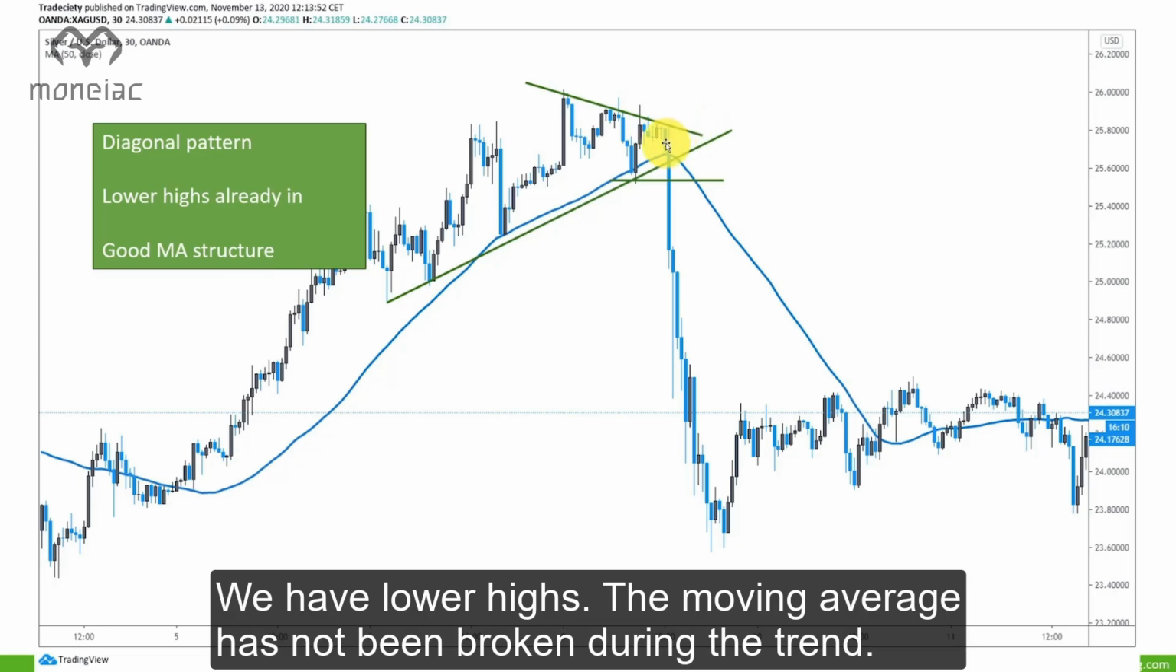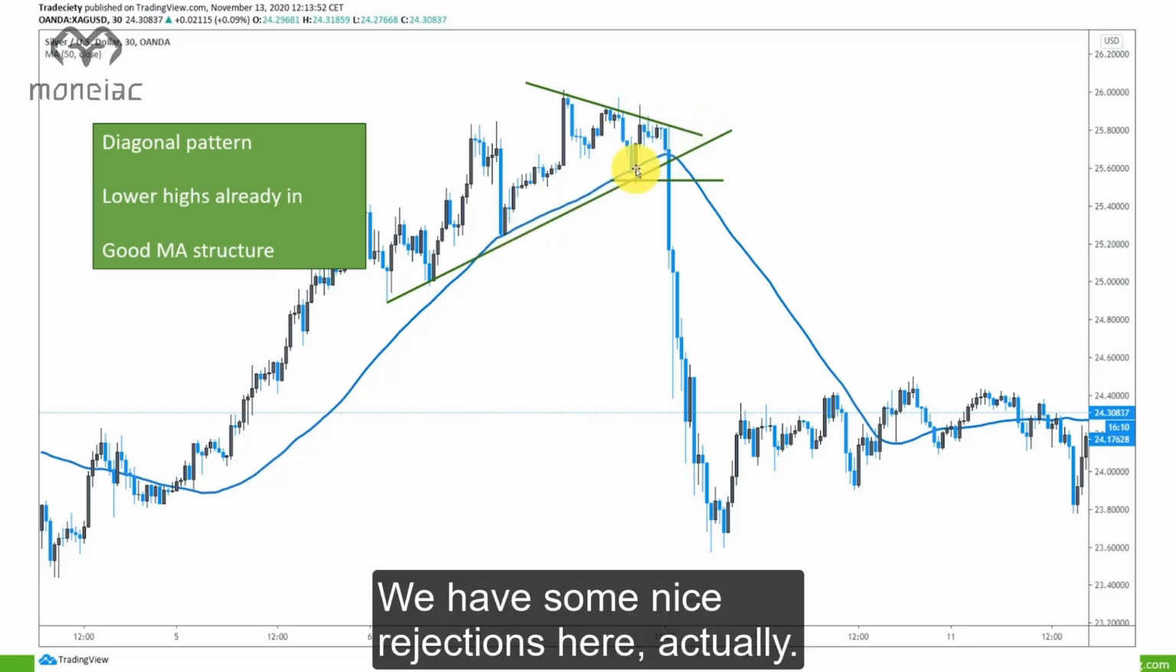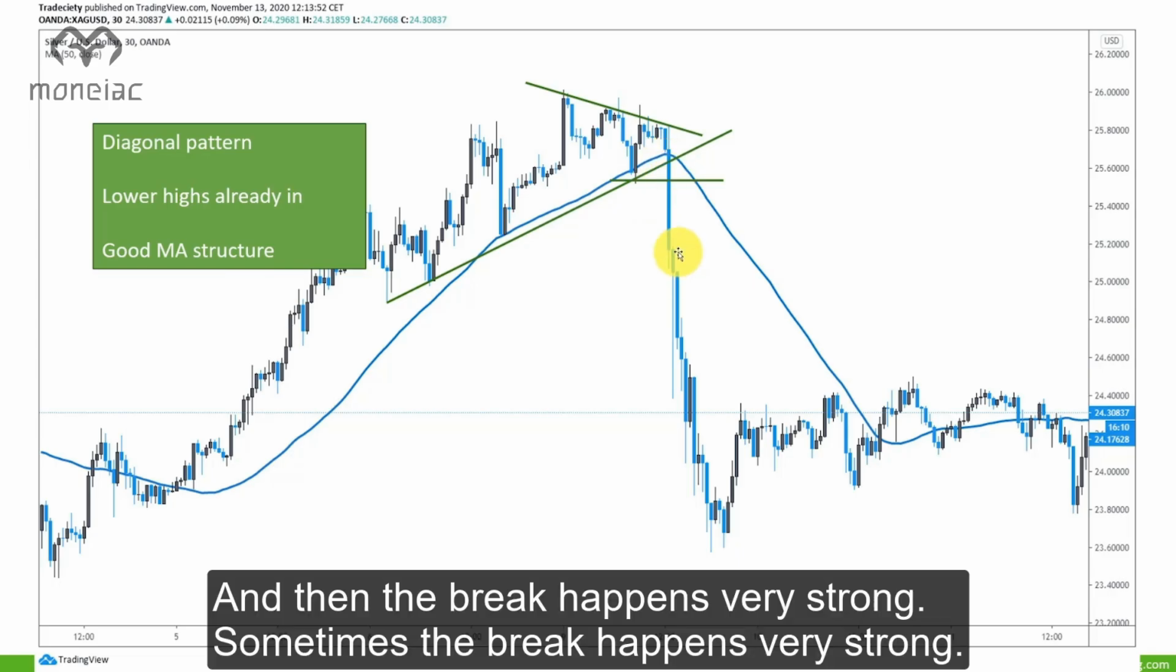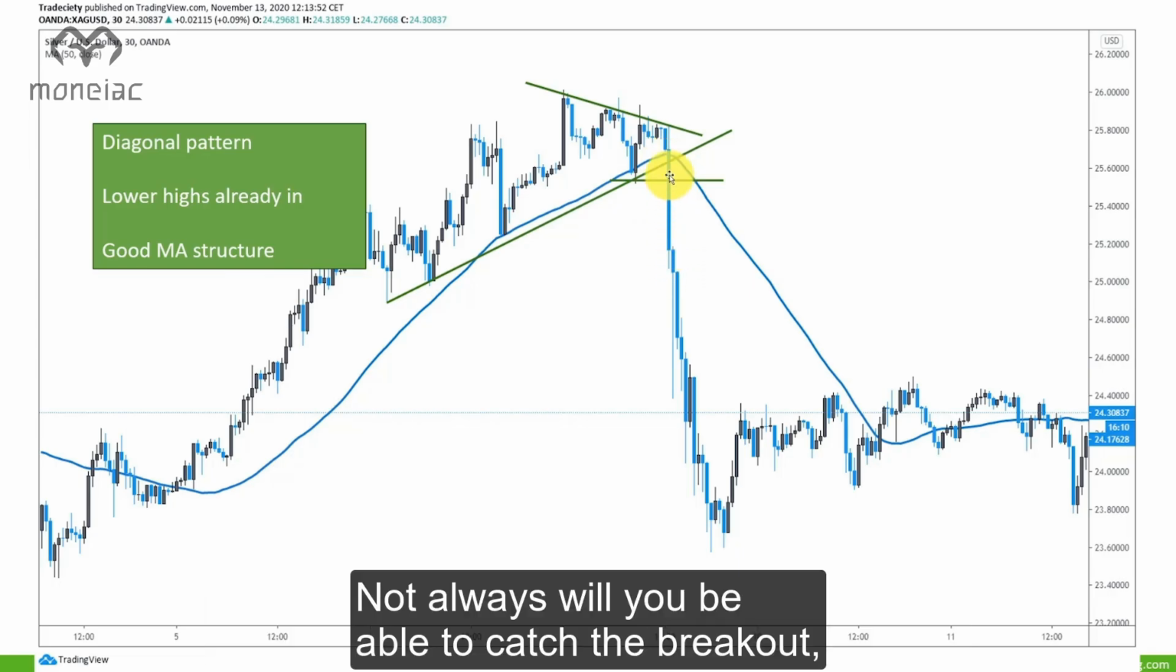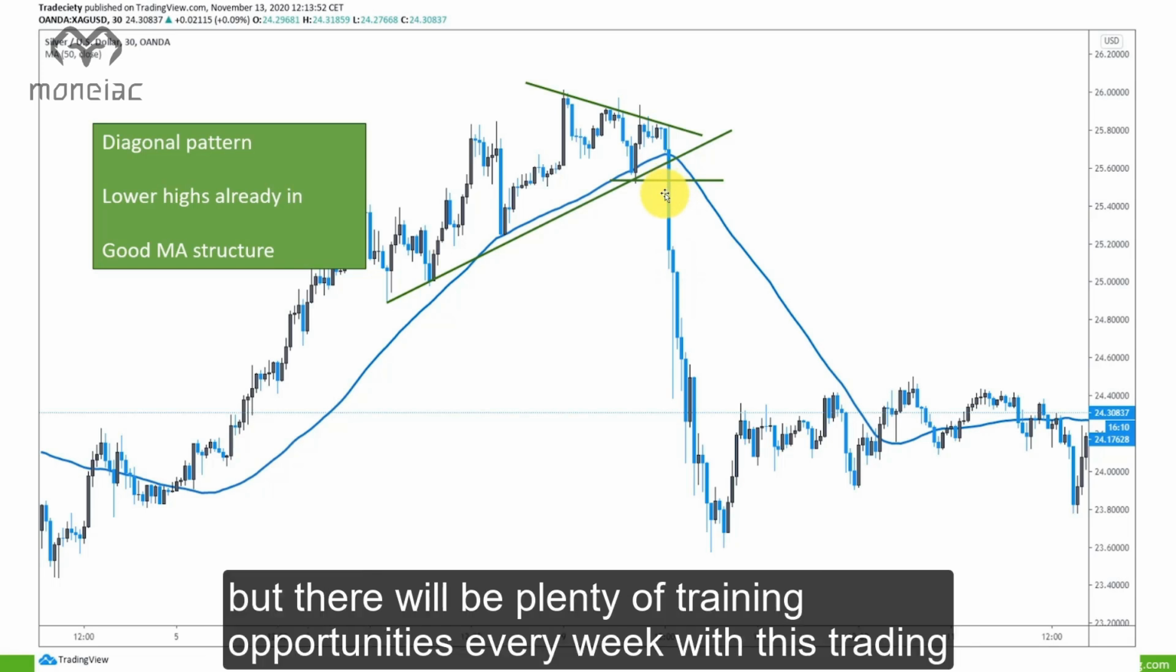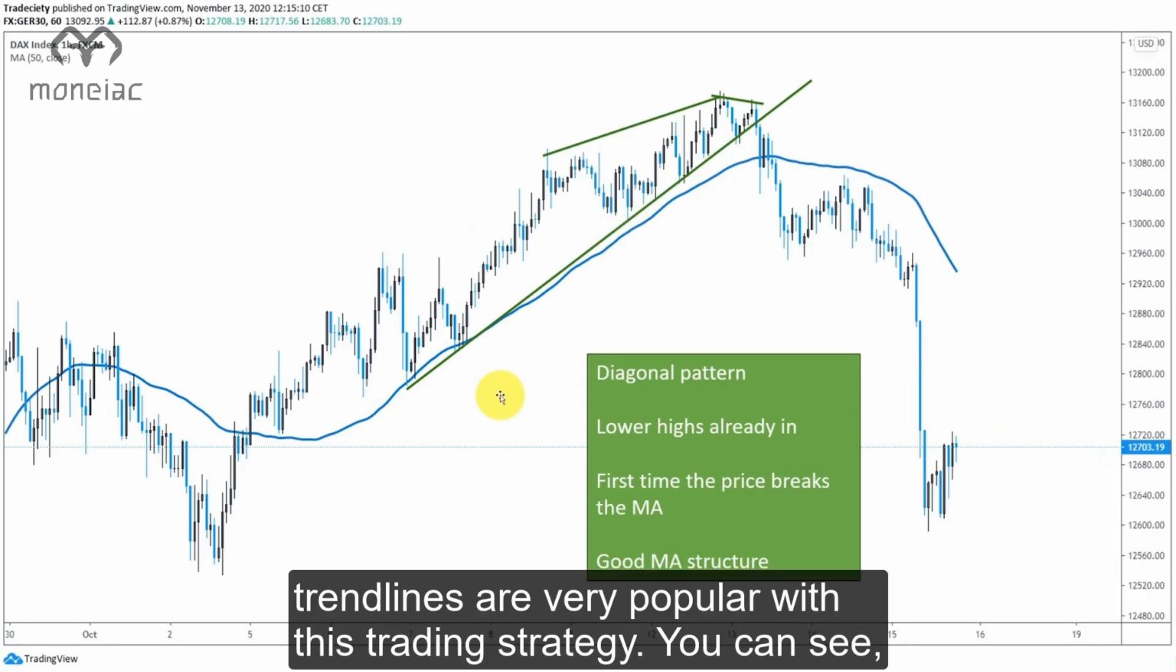We have lower highs. The moving average has not really been broken during the trend. We have some nice rejections here actually. And then the break happens very strong. Sometimes the break happens very strong. Not always will you be able to catch the breakout, but there will be plenty of trading opportunities every week with this trading approach. Another diagonal pattern, trend lines are very popular with this trading strategy.